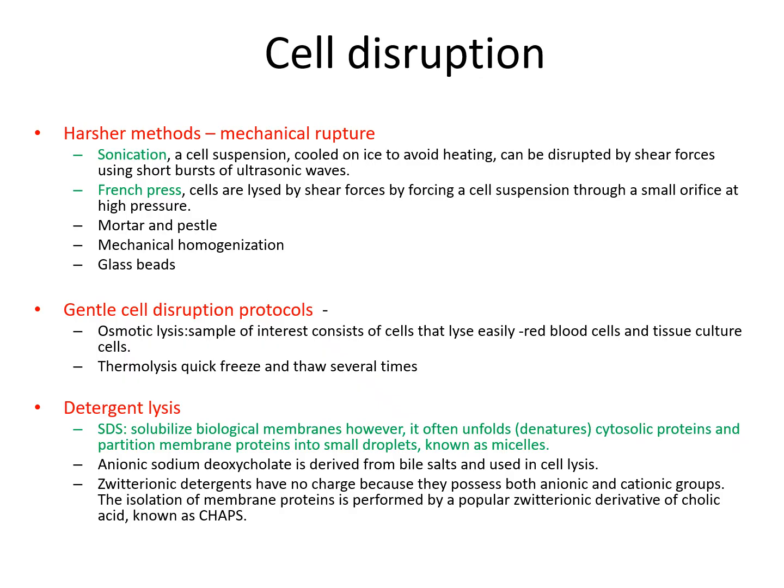Now also you can break the cell with osmolysis. And then also you can have detergent lysis. For detergent lysis, you can have SDS, an ionic detergent, or we can use sodium deoxycholate, or a zwitterionic detergent, those like CHAPS. So these can be used to break the cell. That's detergent lysis.